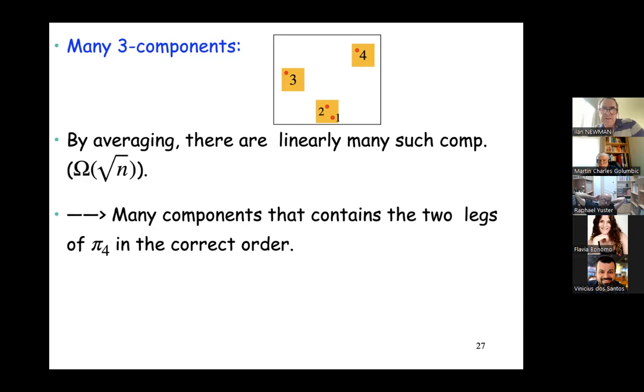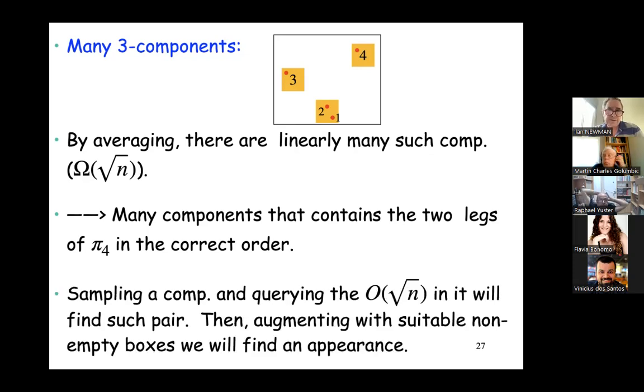So what we will do is, again, we will sample such a component, the yellow ones that contain the 2 1, and we will run the monotonicity testing, because this is just discovering the 2 1 legs. And any 2 non-empty boxes that can augment this appearance into a pi appearance is okay for us. And we know that there are many, so we will find it. So this closes the case for many appearances in 3 components.